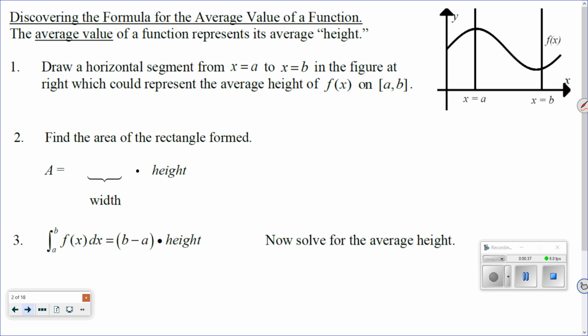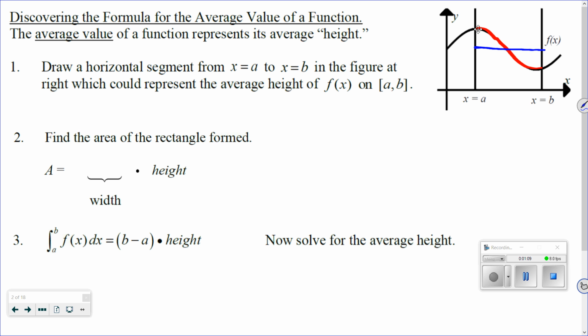The first thing says draw a horizontal line segment from a to b in the figure at the right, which would represent the average height of f of x on a to b. If we're thinking of the heights as the y values, those are all my y values as I trace across there. So what I want to do is draw a horizontal line. You guys go ahead and do this. Somewhere that I think represents, that probably should be a little bit higher, the average height of all those y values I just outlined in red. Let's say somewhere in there would represent that.